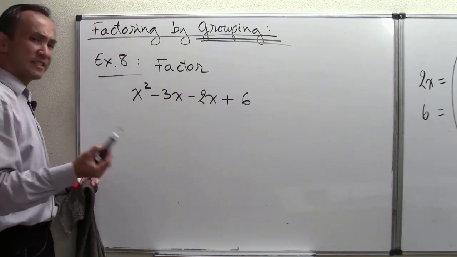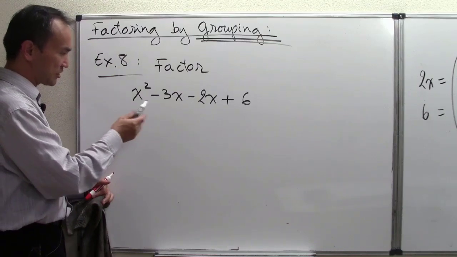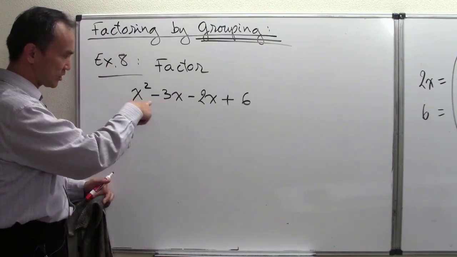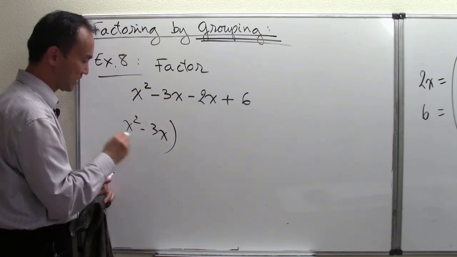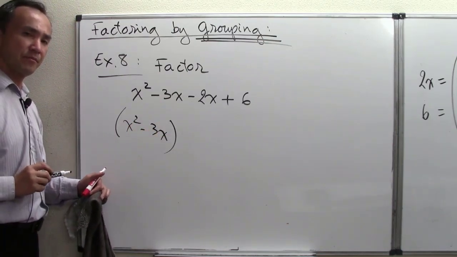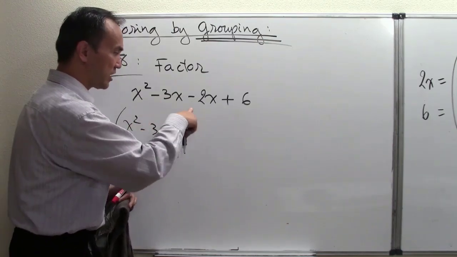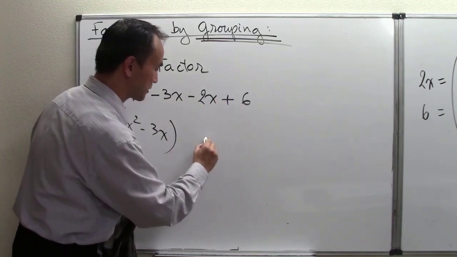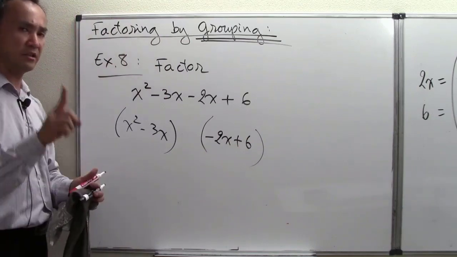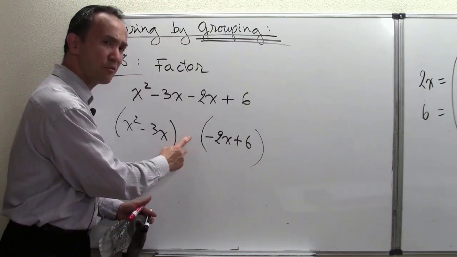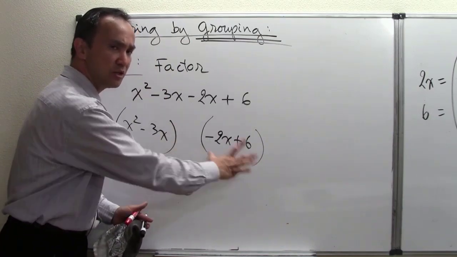Okay. So here's how I'm doing grouping. I'm going to just group the first two terms, positive x squared and the minus 3x. I'm going to group them together. Okay. Now I'm going to group the next two terms, minus 2x and plus 6. But now the scary part is what's going to be the operation that connects the two groups here.